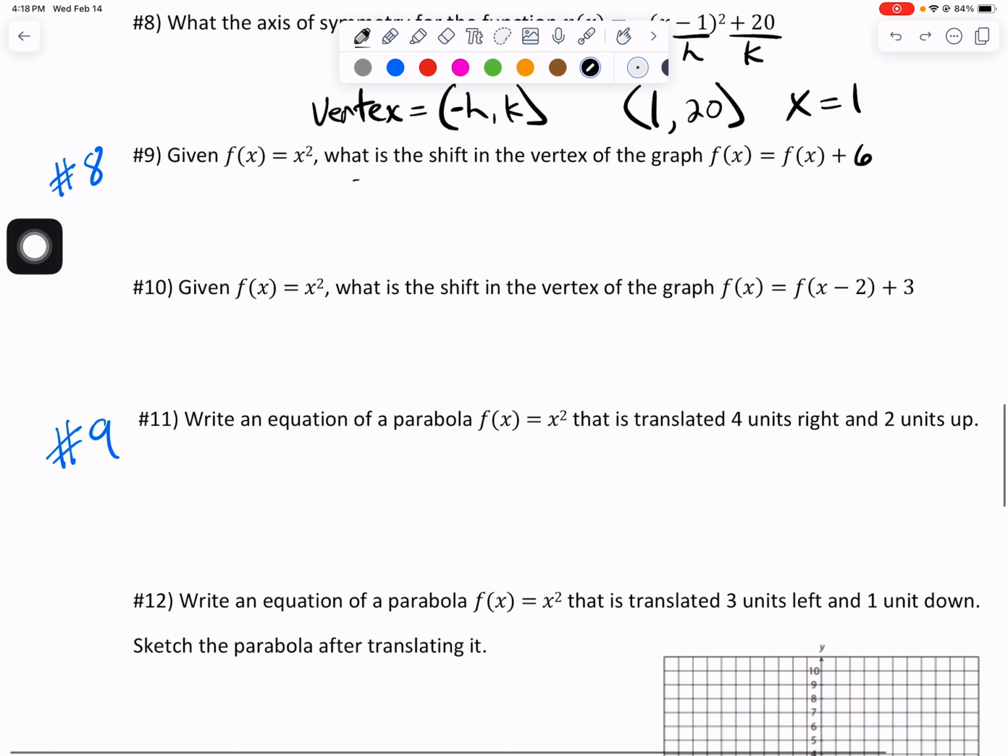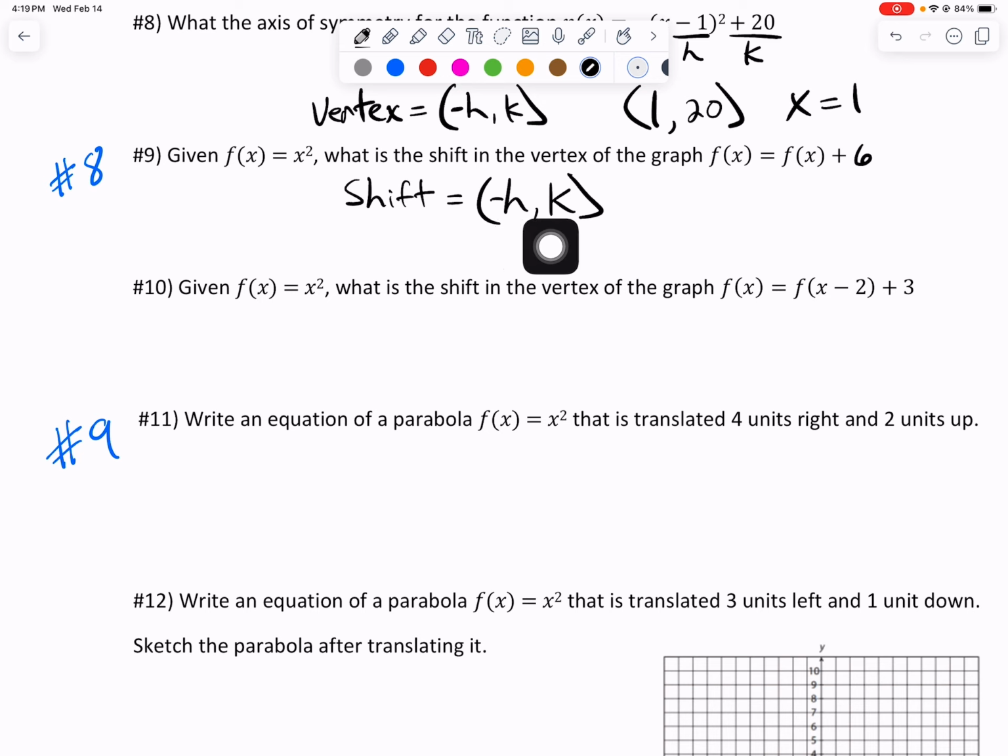All right, so just like our vertex equals, and just like we did earlier, our shift equals the exact same. It's the opposite or flip of h, negative h, and then k. And because there's no negative in front of k, guess what? It's just 1 times k, so that's why it doesn't change. That's your reasoning behind it.